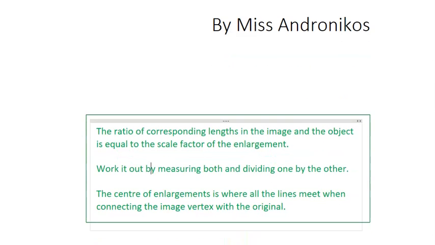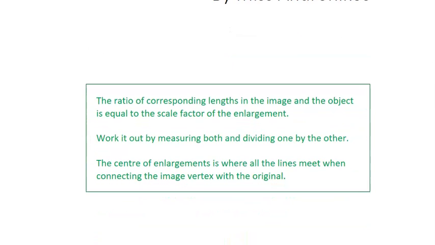So the ratio of the corresponding lengths in the image and the object is equal to the scale factor of the enlargement. So the lengths of the sides of the enlarged shape have to be double. If the scale factor is 2, it has to be 2 times the length of the sides in the original image. I had mentioned it a little bit in my last video. You work that out by measuring the same side on both shapes and then dividing the image by the original.